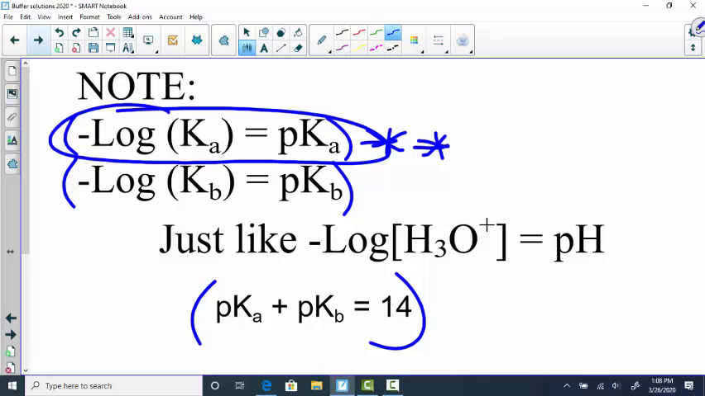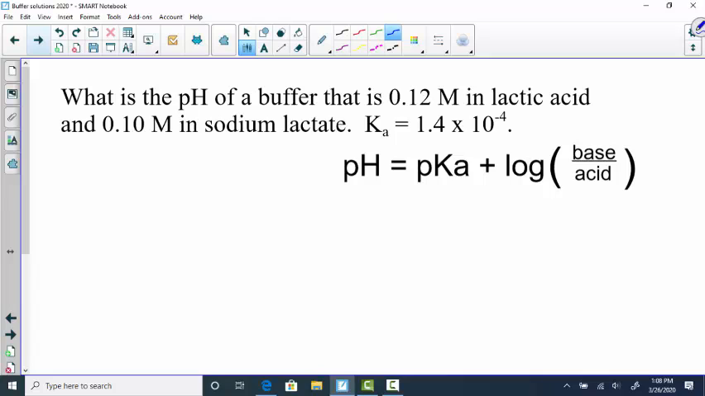Okay? Now, what does this look like? So here's a buffer solution. What is the pH of this buffer? That's 0.12 molar in lactic acid and 0.1 molar in sodium lactate. Okay? You can make an ice chart. Okay, ladies and gentlemen, I'm not telling you you can't do this. You could do an ice chart for this problem. I'm going to tell you you don't need to. What you need to do is do a quick calculation of the pKa, which is going to be minus the log of 1.4 times 10 to the minus fourth.